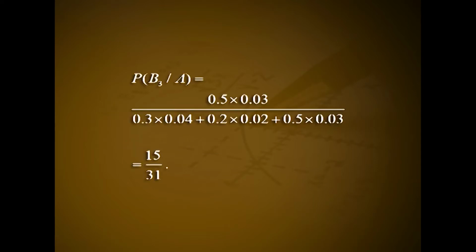Hence, P(B3|A) = 0.5 × 0.03 divided by (0.3 × 0.04 + 0.2 × 0.02 + 0.5 × 0.03), that is 15 divided by 31. Problem 4.